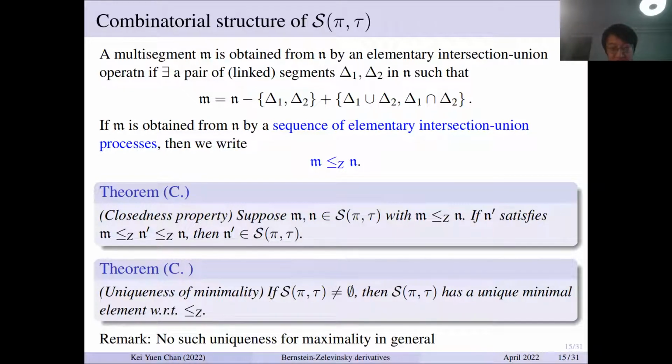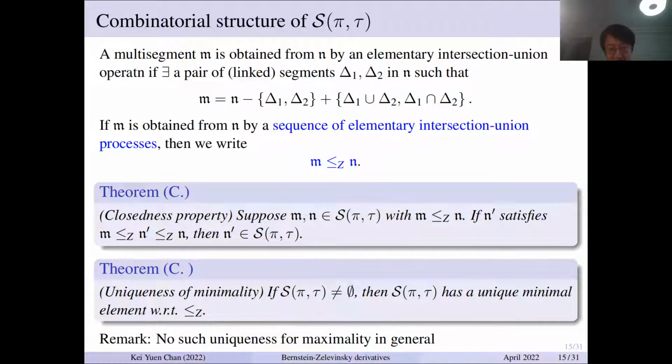The first two main combinatorial properties are the following. The first one is a kind of closedness property, which means that if you have two multi-segments M and N in S pi tau with M less than or equal to N, then any multi-segment which appears between M and N under such ordering must also be inside such a set. So this is the first property. The second property is the uniqueness property. This is important, so I will explain later.